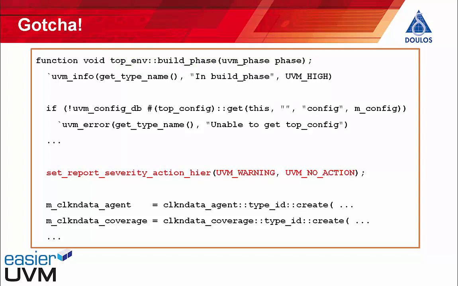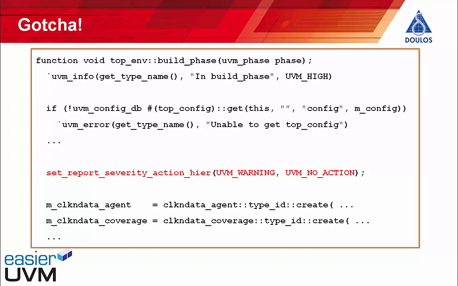We're then grabbing some information from the configuration database, and before we start instantiating child components, we're setting a report severity action hierarchically on this component and all of its children to suppress all warning methods. So we're setting an action based on the severity of the report and saying whenever we generate a report from this component with a severity of UVM warning, then we want to suppress that action so we don't see that report at all.